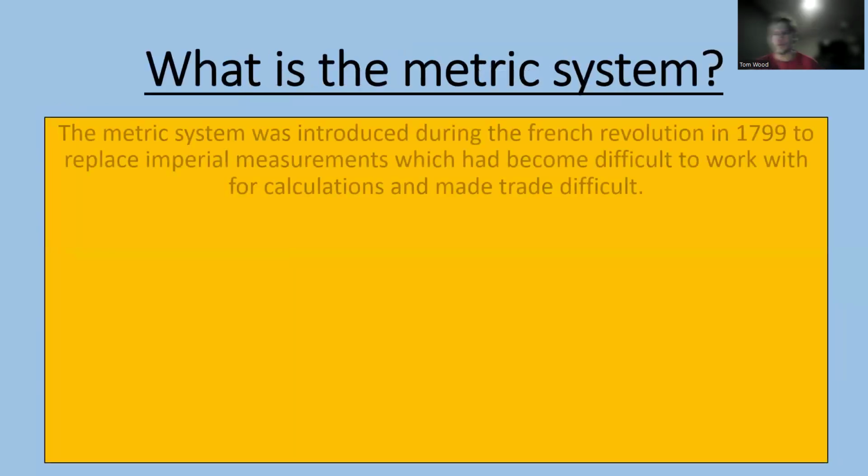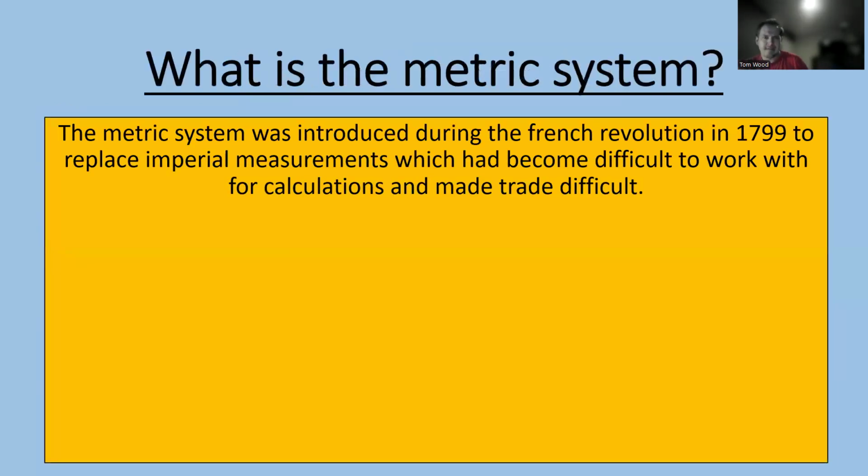Okay, so what is the metric system? So the metric system is absolutely awesome. It was introduced by the French during the Revolution. And essentially the idea of it is to replace these imperial measurements, which have become really difficult to work with. So I'm sure if I were to ask anyone, how many inches are in a foot, some people might know, some people might say, oh, well, there's 12 inches in a foot.